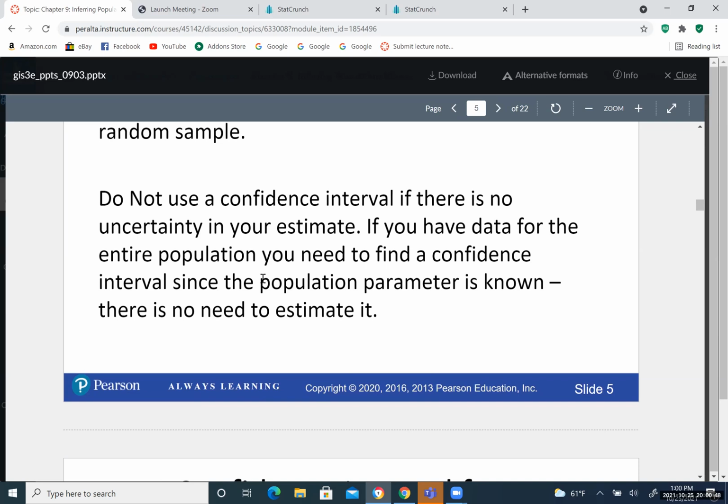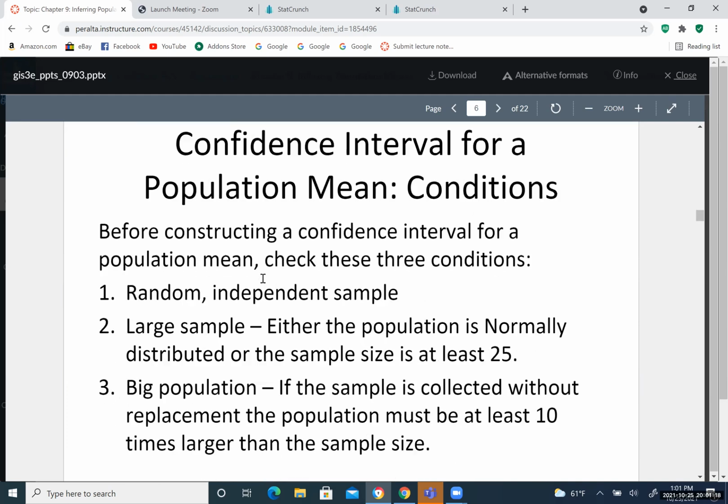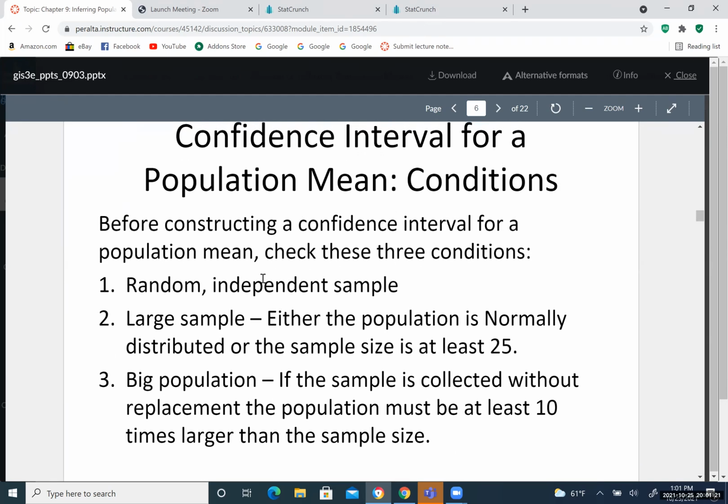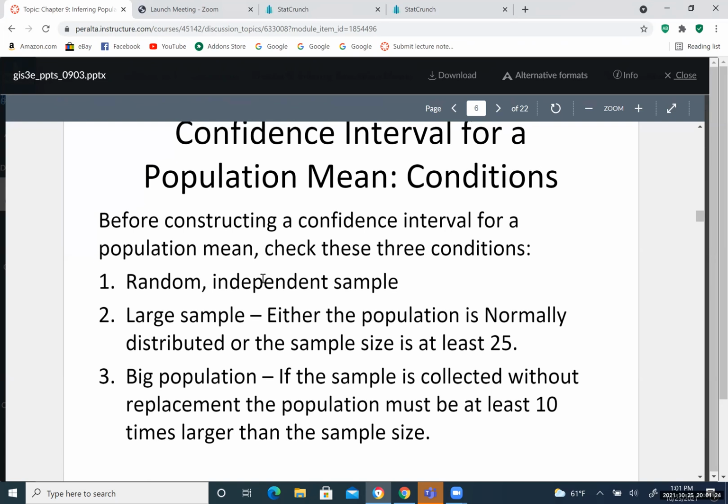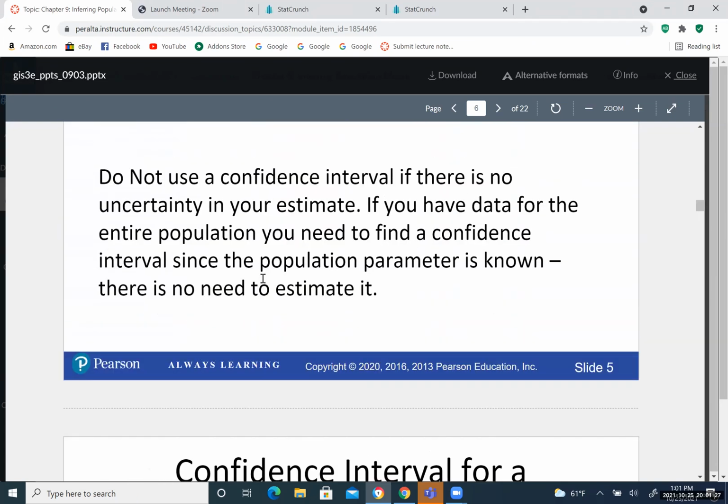They recommend that we do not use a confidence interval if there is no uncertainty in your estimate. If you have data for the entire population, you do not need to find a confidence interval, since the population parameter is known and there is no need to estimate it. They give us a lot of definitions. You don't have to copy them all, okay? Just take the main idea.